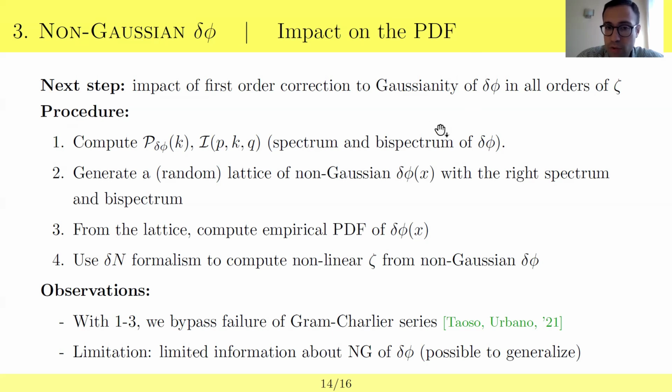So basically, imprinting a spectrum and a bispectrum in a set of random data is done through standard techniques in discrete Fourier analysis. So once we have this lattice of delta phi in position space with the right spectrum and bispectrum provided by our Inning calculations, what we do is we sample the lattice to obtain a PDF for delta phi, which is a PDF in position space with the right spectrum and bispectrum. This PDF, which we sample numerically, we use it as an input for the nonlinear relation provided by the delta N formalism. And in this way, we obtain a non-Gaussian PDF for zeta that comes from the nonlinear transformation of a non-Gaussian PDF for delta phi.